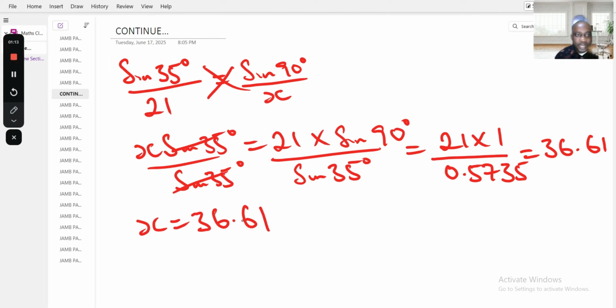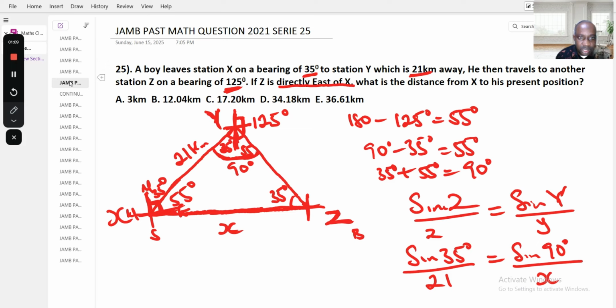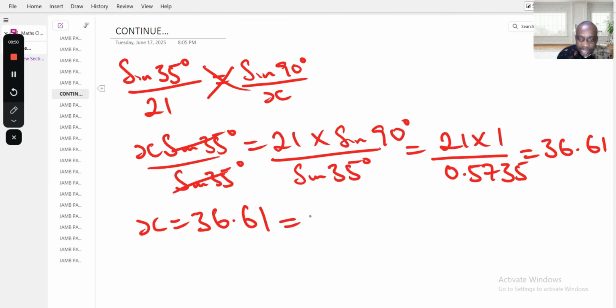36.61. Let's go to the previous page to check our answer. Yes, our final answer is E. It means that the distance from Y to its present position is 36.61 kilometers, which is E. Our final answer is E. Let's move to the next question.